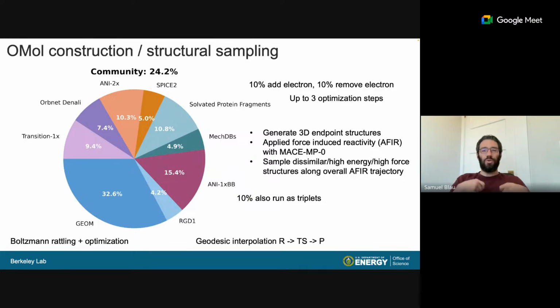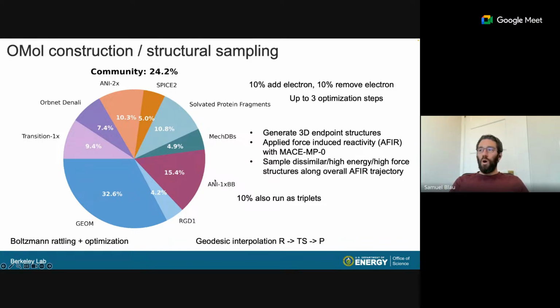And basically you keep ramping up these force constants so that you pull apart the bonds you want to pull apart and form the bonds you want to form. In this way you can sample along a reactive trajectory, a reaction path. And then we go along this whole path and sample dissimilar, high energy and high force structures, which should be the most reactive, if you will.